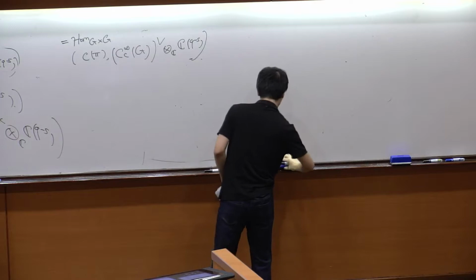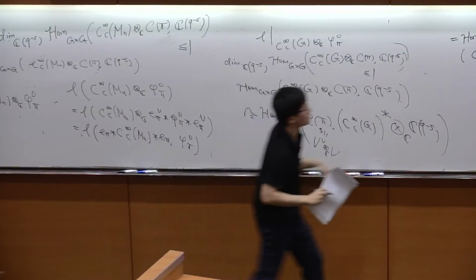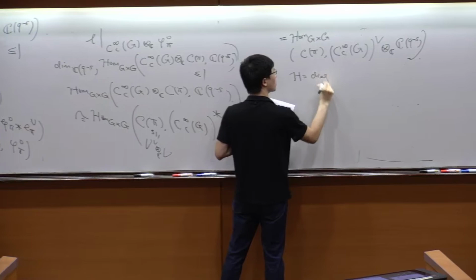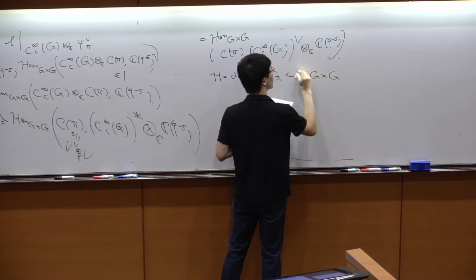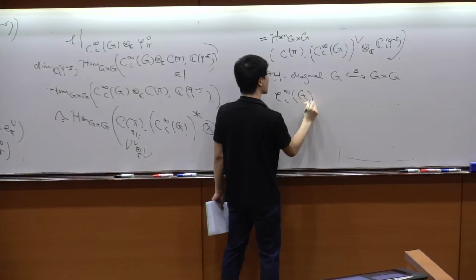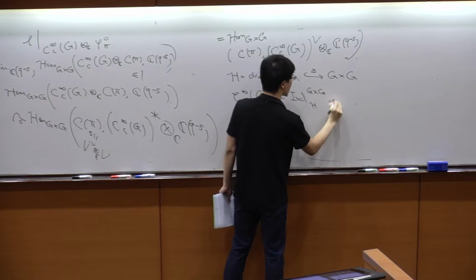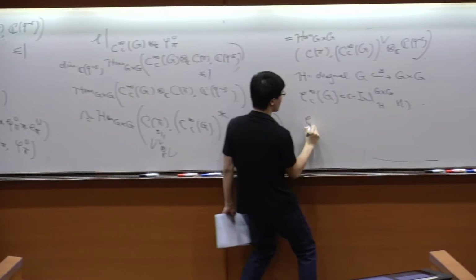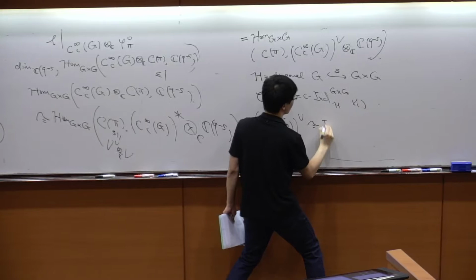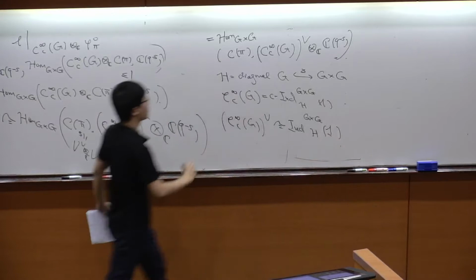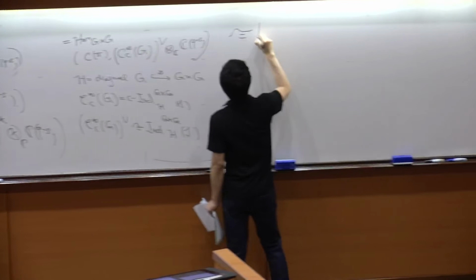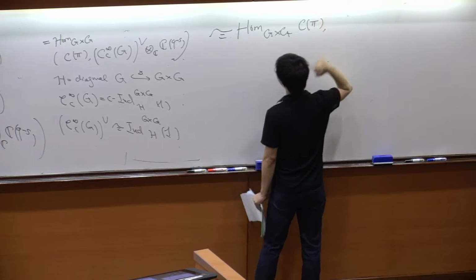Now let's give an explicit description for the C_c^∞ function space here. We let H be the diagonal subgroup, diagonal G in G cross G. Then the C_c^∞ functions on G can be realized as a compactly supported induction from H to G cross G of the trivial representation. If you apply the smooth contragredient of this space, it is isomorphic to the full induced representation. Therefore, the Hom space here is isomorphic to Hom of G cross G of C pi to the full induced.